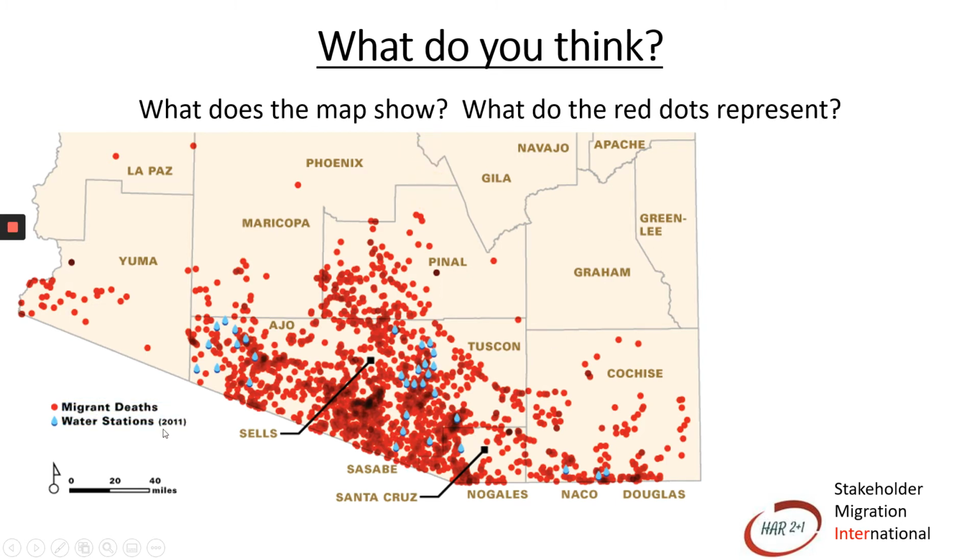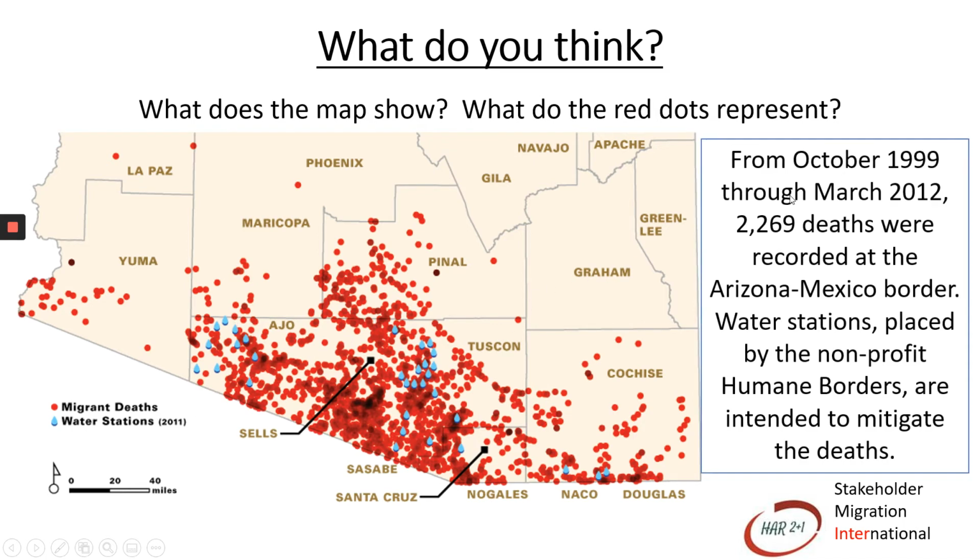All right, so you should have maybe been able to work out if you had a look at yours, that the red dots are migrant deaths, and the darker that the dot is, the more deaths that are occurring there. And it's actually really concerning. But they're all dotted around. The water stations are trying to stop that. They're trying to help.